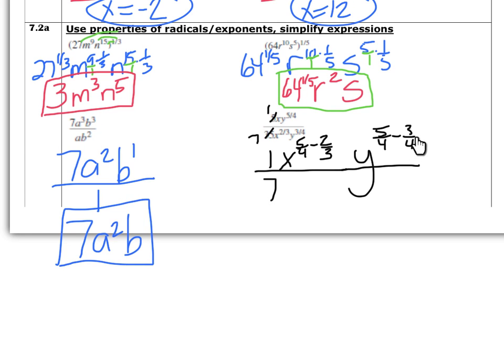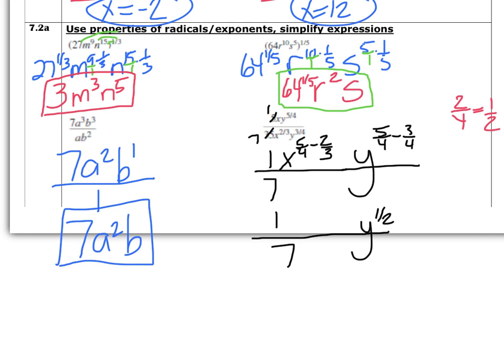Now this one's easy to simplify because the common denominator is already there. 5 minus 3 is 2, and it would be 2 over 4. If we simplify that, 2 over 4 becomes 1/2. So let's just rewrite that as 1. We'll keep the 7, and let's just do y to the 1/2 right now, and that's cleaned up.